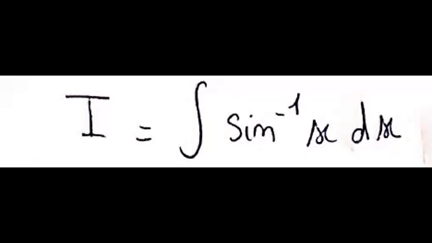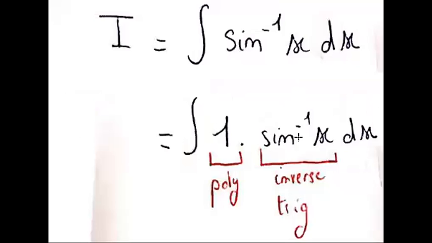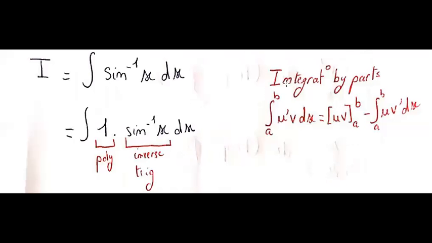Now I can also write this as the integral of 1 multiplied by sine inverse x, in order to get a polynomial multiplied by sine inverse. Now 1 is a polynomial of degree 0. Here we have a product of two functions of different type, and in order to integrate a product of two functions of different type, we use integration by parts.